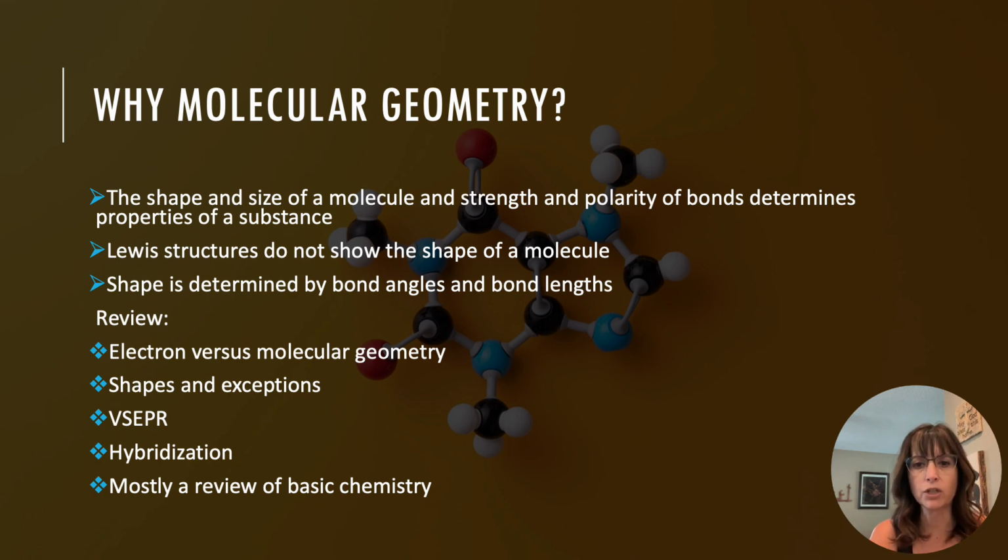You know how to do Lewis structures, but Lewis structures don't show the shape of a molecule. Shape is determined by bond lengths and bond angles. So what we're going to review in this quick little PowerPoint, well, it's probably not quick, is electron versus molecular geometry, shapes, exceptions, valence shell electron pair repulsion, VSEPR, and hybridization. Most of this is a basic review of what we did in regular chemistry. There's a few little new things thrown in, but for the most part, it's just a review of what we've done before.